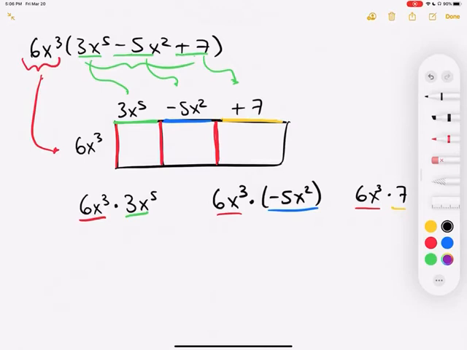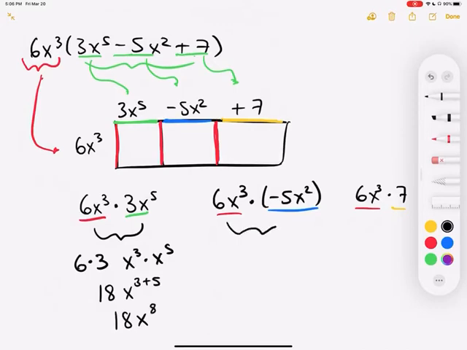So for the first multiplication, we're going to multiply the numbers first. That is 6 times 3. And then the variables, that's x cubed times x to the power of 5. So 6 times 3, that's 18. X cubed times x to the power of 5, that's x to the power of 3 plus 5. So we have to add those two exponents together.